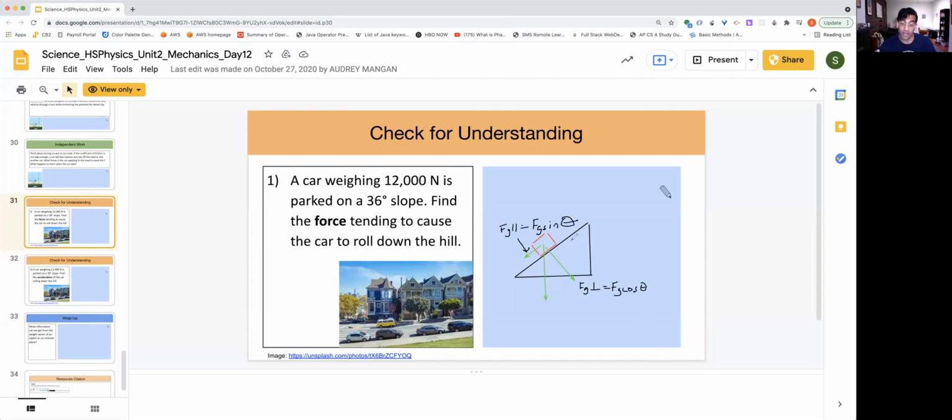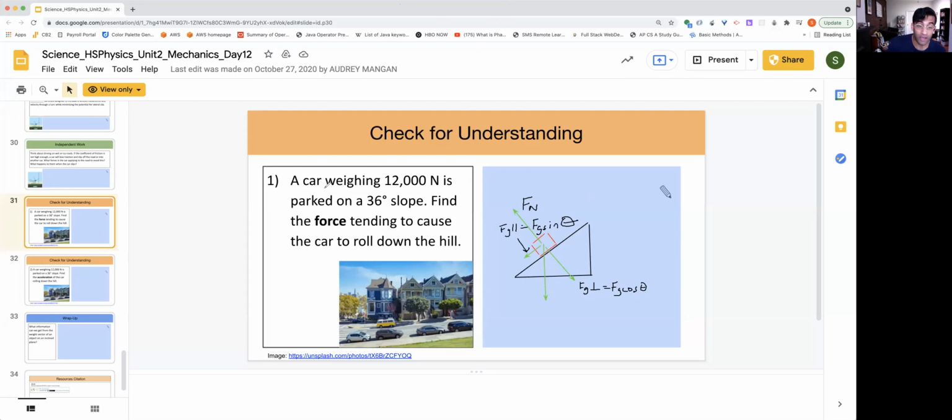Okay, and so as I said before, the perpendicular force will be canceled out by the normal force, which I'm going to draw right here. It's equal and opposite, F sub n. And so those two are going to cancel out. So if I'm thinking about what is the force tending to cause the car to roll down the hill, I have to think about Fg sine of theta.